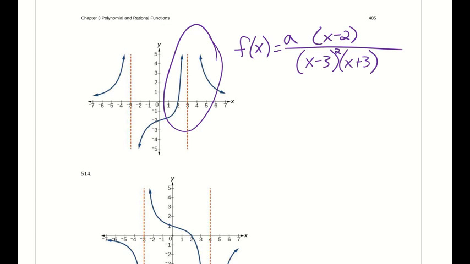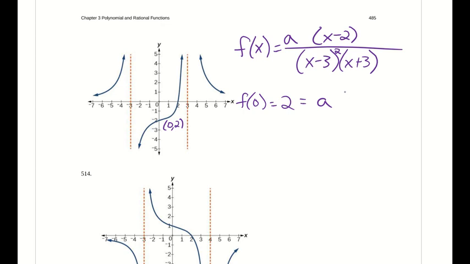Now, to determine what a is, we want to find what our y-intercept is. We know we have the point 0, 2. So what we do is find f of 0 should be 2 and set that equal to a times 0 minus 2, which is -2. 0 minus 3 squared is 9. And then 0 plus 3 is 3.